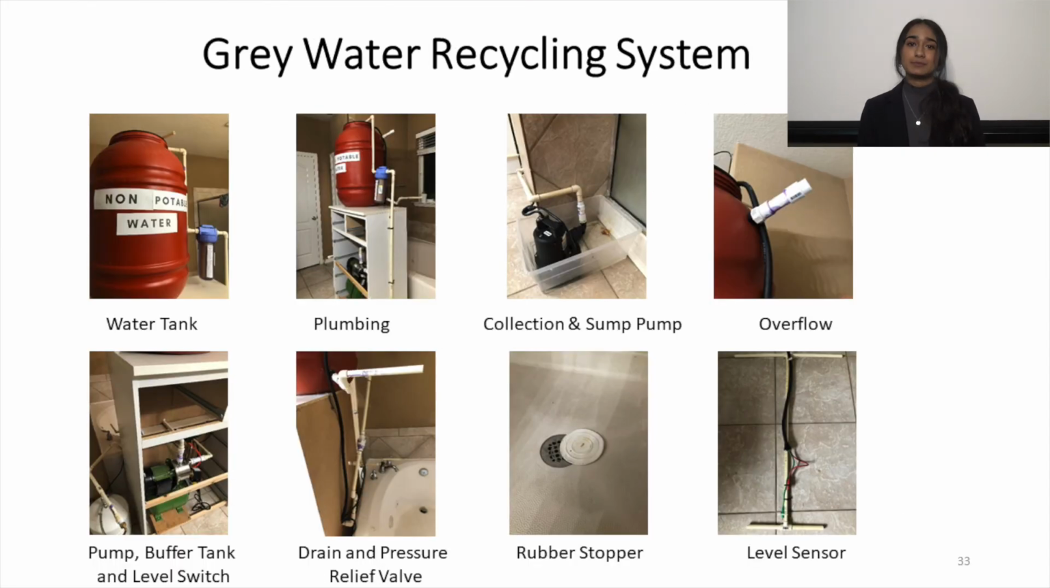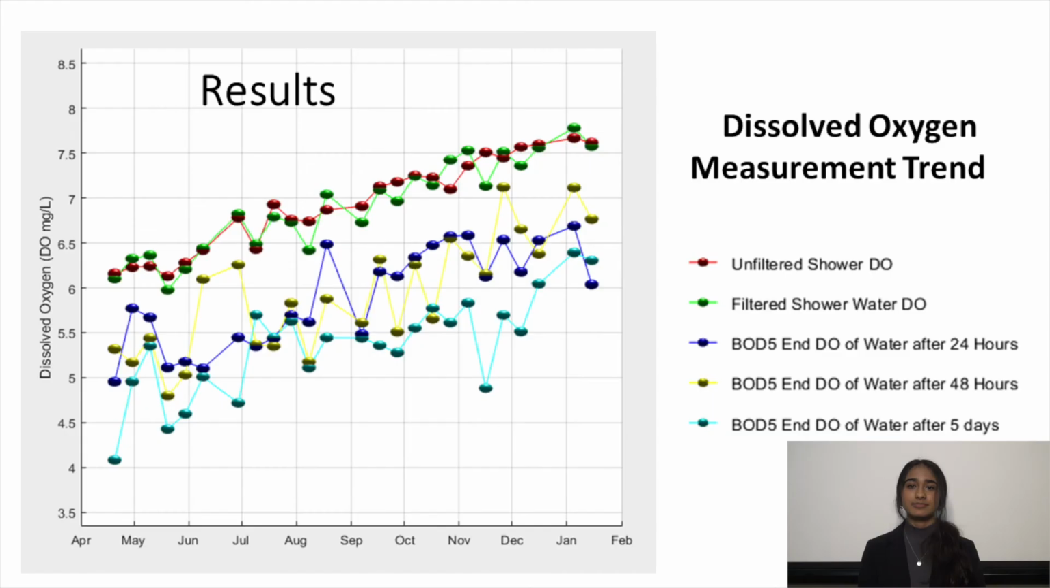Here are a few snaps of my gray water recycling system. I collected 25 samples over a period of 9 months. The green and the purple trends show the dissolved oxygen of filtered and unfiltered water for the entire duration. From April to January, the raw water DO increase could be due to the temperature difference between summer and winter.